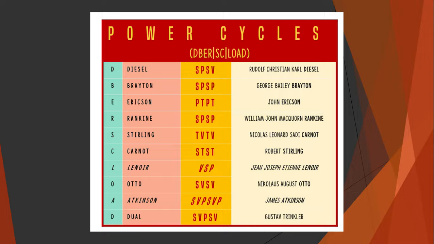And yung Lenoir, hindi siya na-discuss, pero in-include na rin siya. So, ang cycle ng Lenoir cycle is VSP by Jean Joseph Étienne Lenoir. So, Otto cycle ay SVSV and ang kanyang inventor is si Nicolaus August Otto. And para sa Atkinson, SVP naman, ang inventor niya is si James Atkinson.